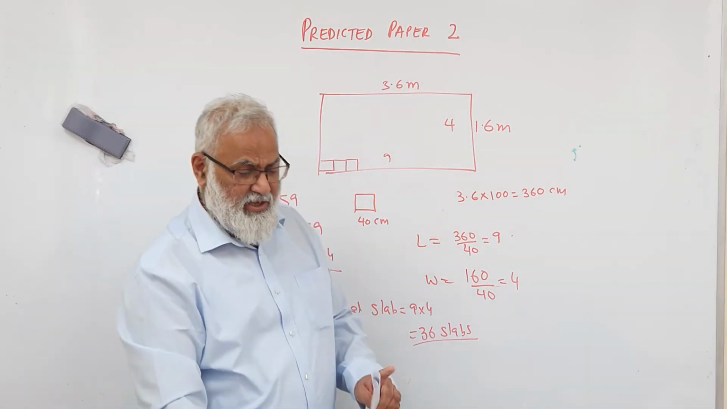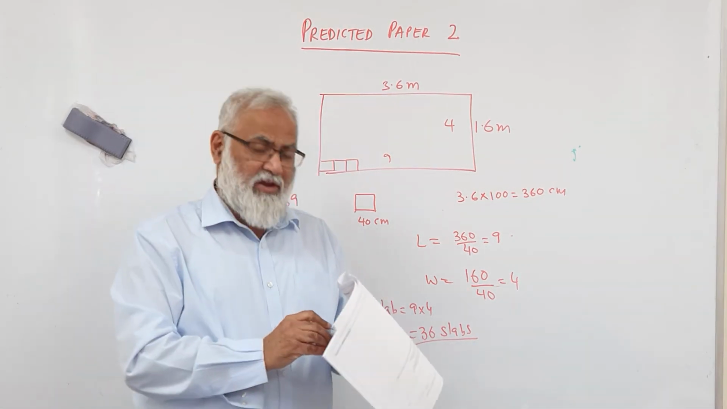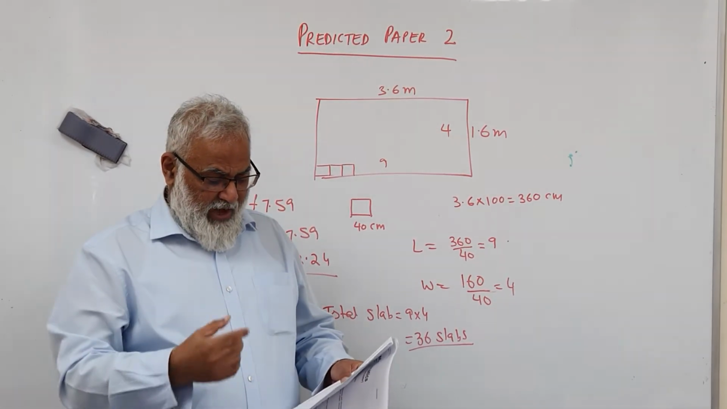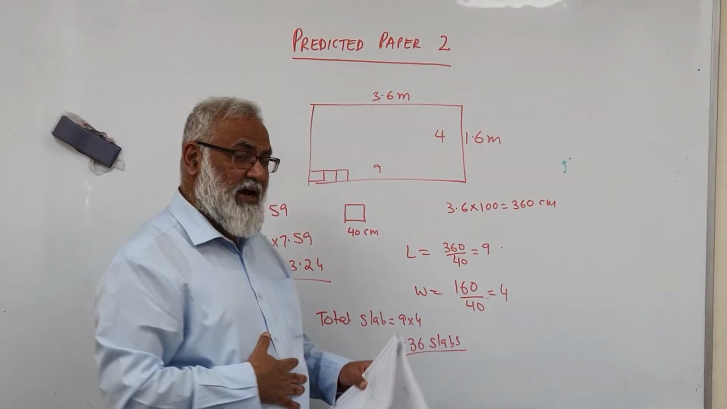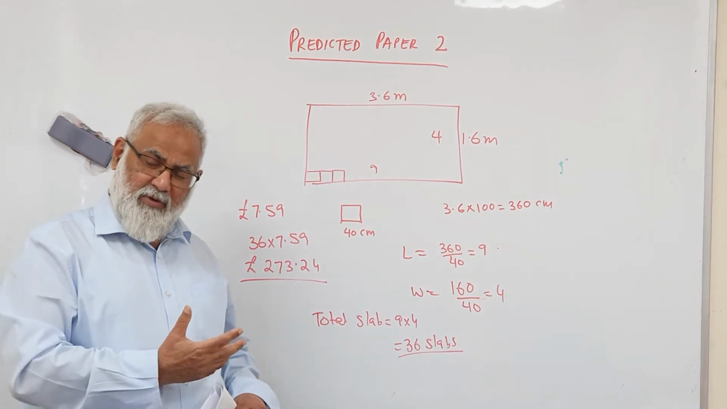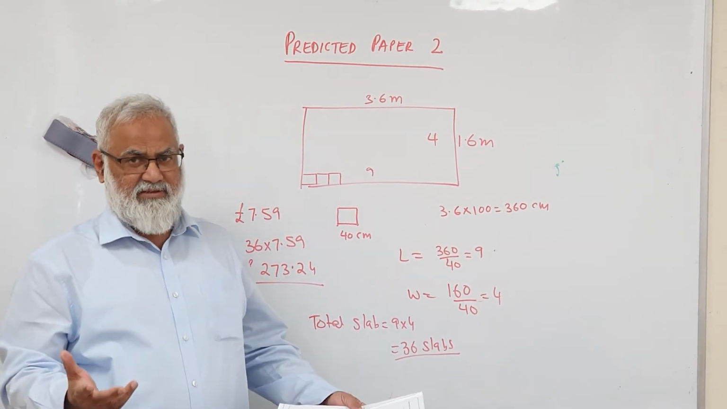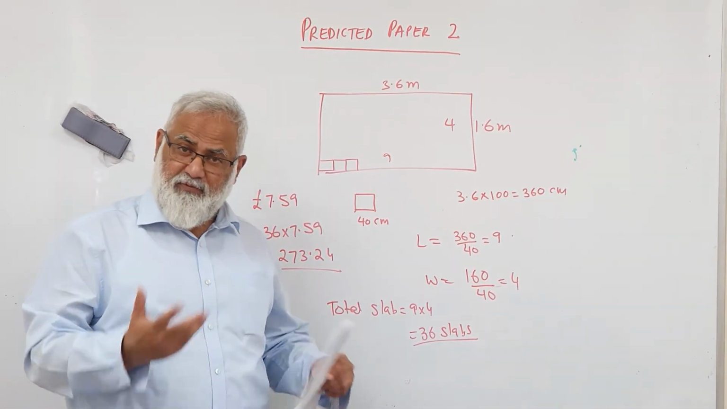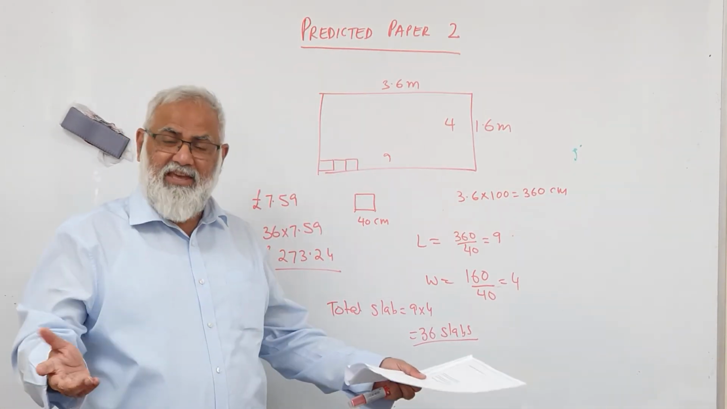How much is the price? If you know the price of one slab, you can find the price of whatever the number of slabs. Now, if I have 300 pound, do you think I have enough money to buy those slabs? Yes. If I have 270 pound, do I have enough money? No. See, this is the question.